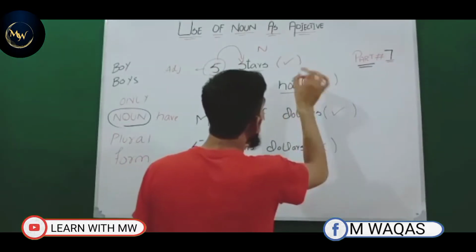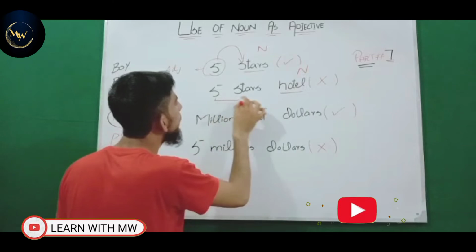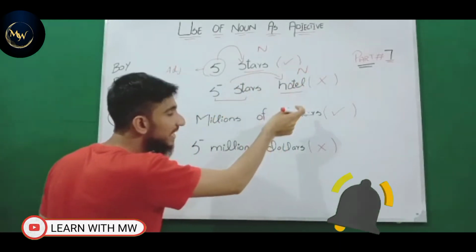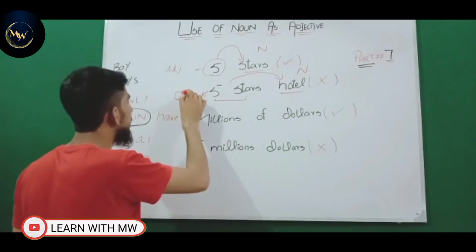Hotel is basically a name, and naming words are called nouns. And look at it: five stars. Five stars is basically adding meaning to the noun. So that's why five stars is behaving as an adjective.